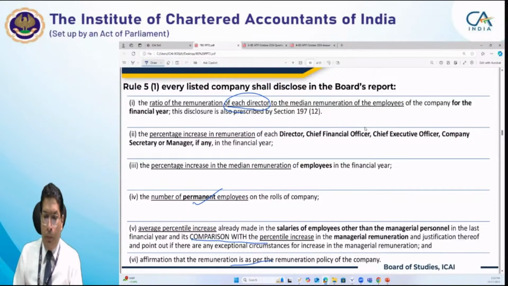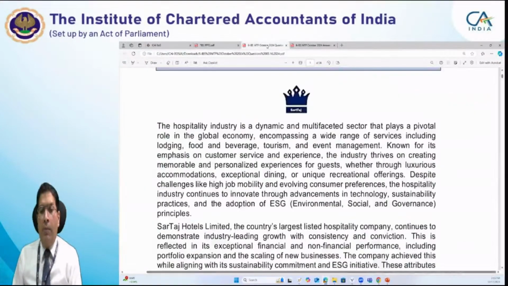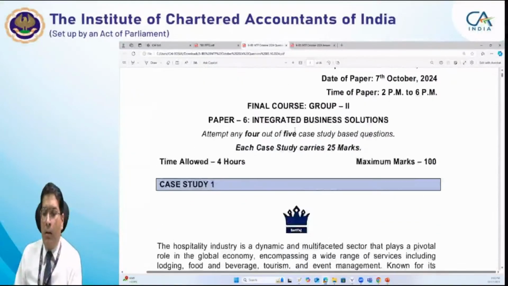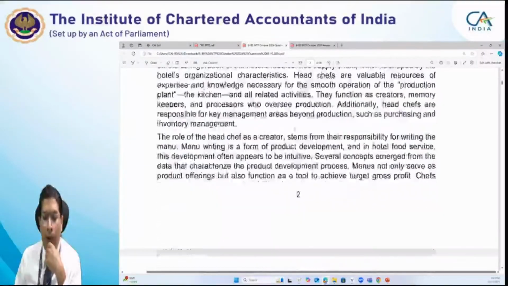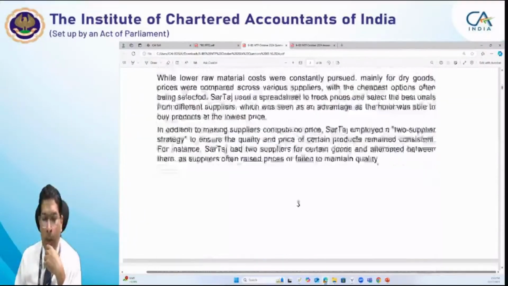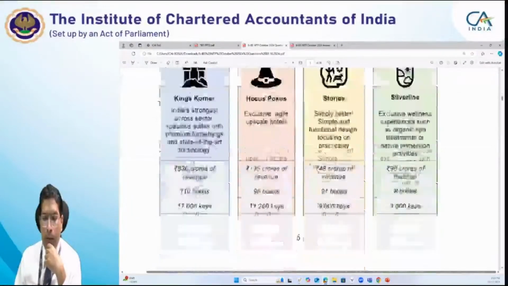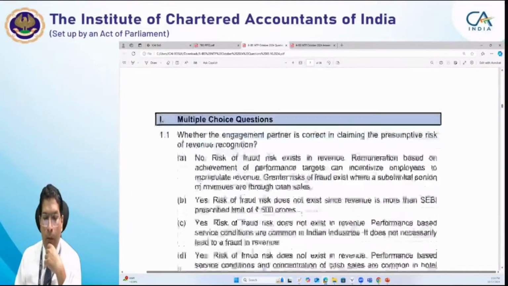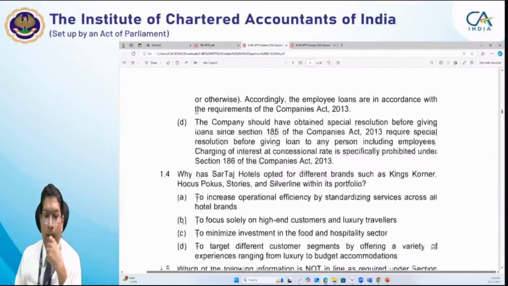Now, I am starting case study 1 of this mock test paper. Before starting this case study, first I am going to read the requirement part of this case study. First, I am going to see the descriptive questions.